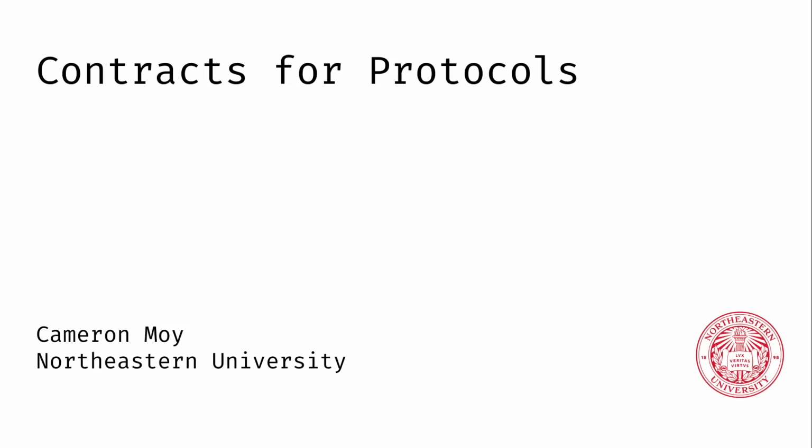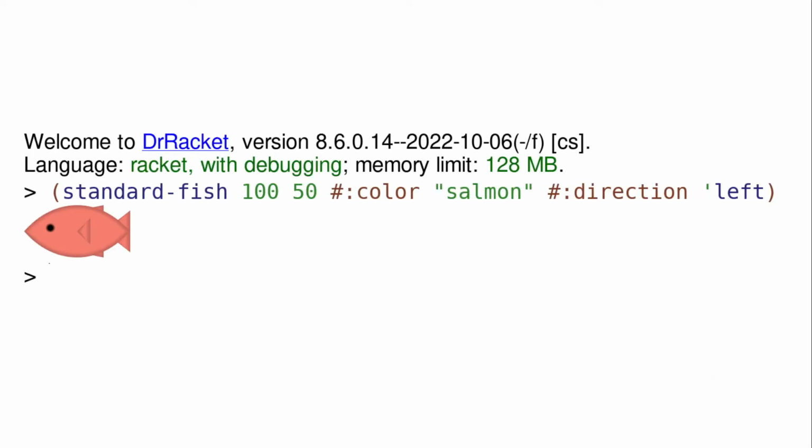So I'm going to be talking about contracts for protocols. And so I think a lot of us here are familiar with Racket's contract system. I know for sure some of you are very familiar with Racket's contract system. But just as a refresher, we can take everyone's favorite function, which is, of course, standard fish.